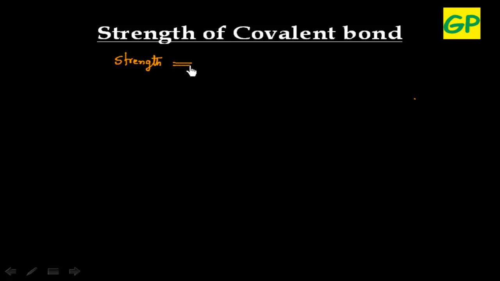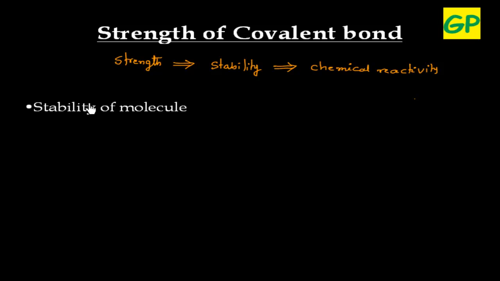So strength is related to molecular stability, and stability is related to chemical reactivity. So what I want to say, let us discuss more. The strength of a covalent bond is related to the stability of a molecule.